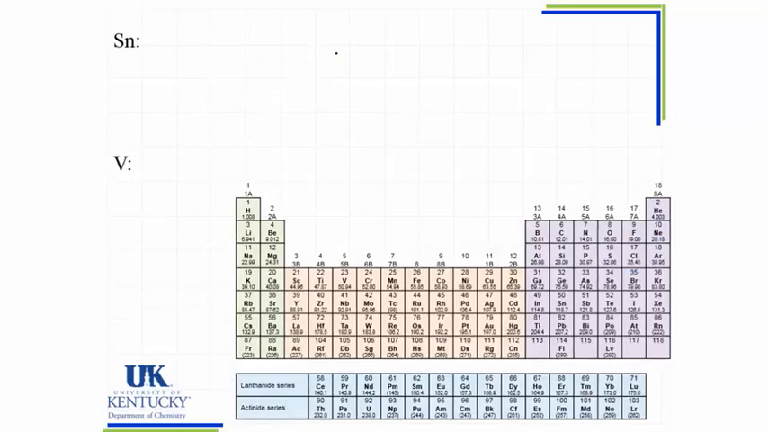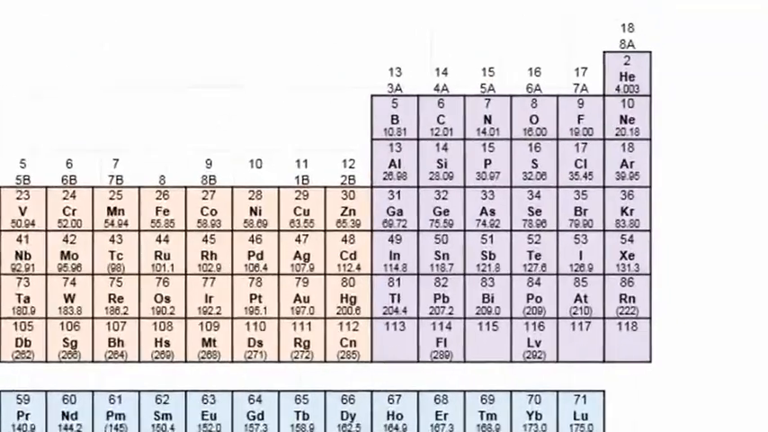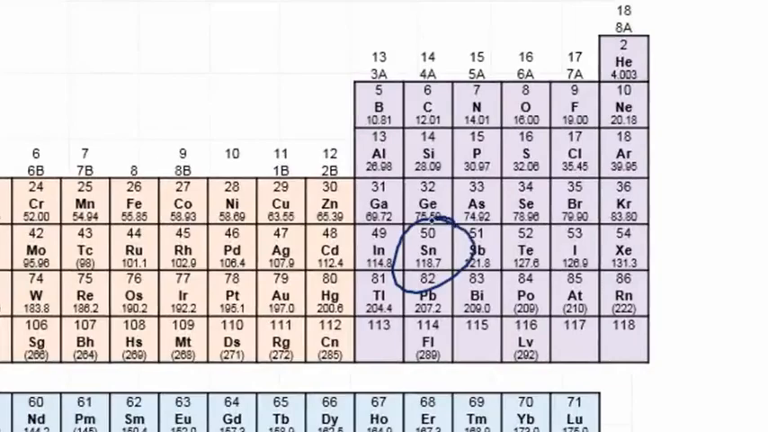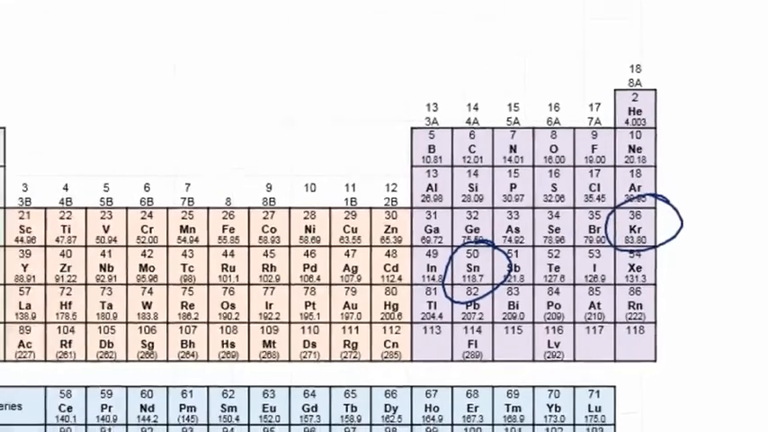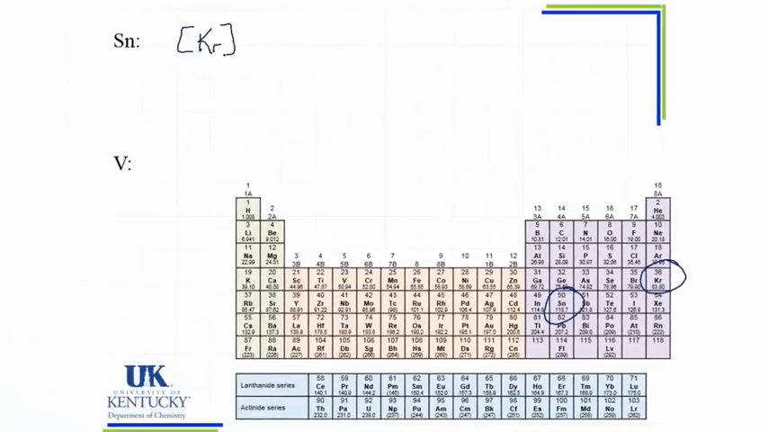Let's do tin next. Okay, so we find Sn on the periodic table. Find the noble gas that comes before it, krypton. So we write krypton. What we're saying with that square bracket is that the electron configuration of tin has everything in common with krypton plus something. So now we have to go from krypton, which is 36, move over here to element 37, and work our way over till we get to tin and write down what we see.